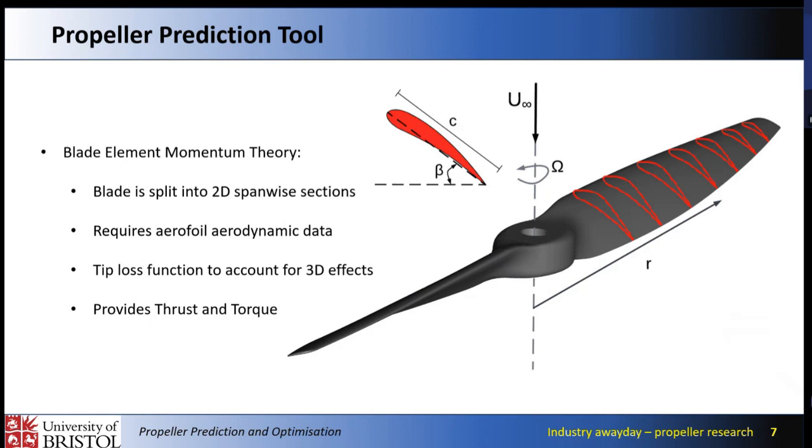And we apply some 3D effects near the tip and the root, just to make sure that we're including those, as they're quite important for the aerodynamics. This part of the tool provides us the thrust and torque, so the aerodynamic properties of the propeller.